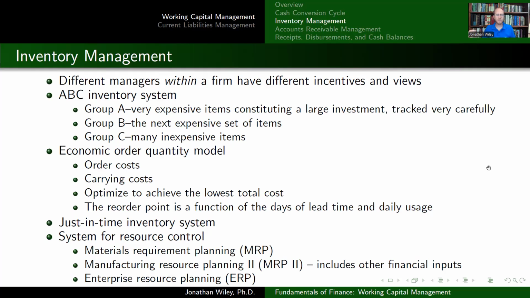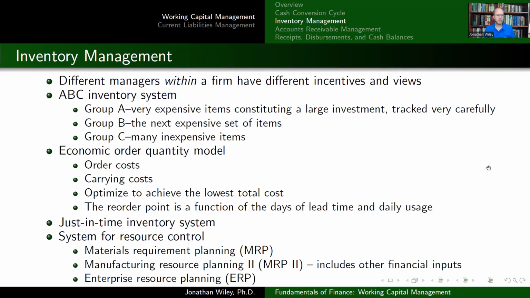So I need to factor in that, all right, well, if it's going to take 10 days from when I order to when the stuff shows up, how much am I selling? And I'm going to put those together to figure out, all right, when my inventory reaches this level, I better be putting an order in to make sure that I receive what I need in a timely manner.